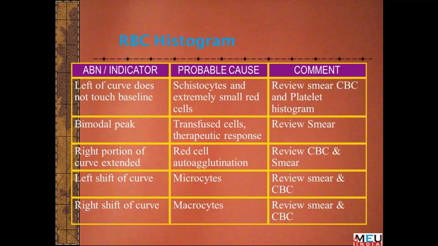A bimodal peak represents transfused cells, or a therapeutic response to RBC therapy or vitamins. Sometimes the right portion of the curve is extended in the case of red cell autoagglutination, and we should review the complete blood count. If the curve is shifted towards the left, it could be microcytes. If the shift is towards the right, it could be macrocytes or megaloblastic anemia.